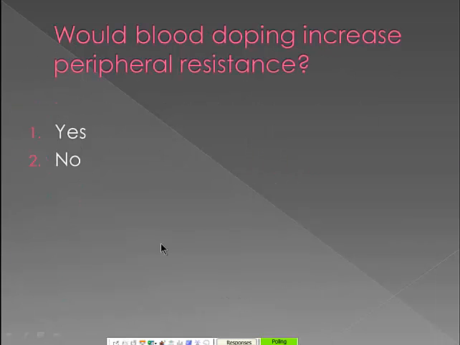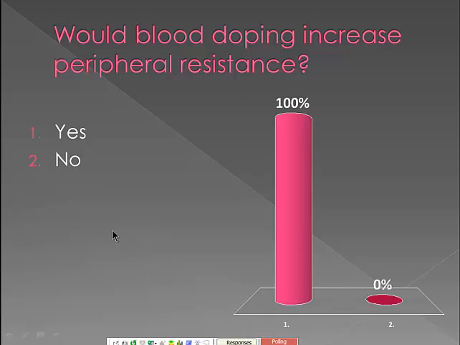So let's answer this question. Would blood doping increase peripheral resistance? Yes, very good. Yes, because in blood doping, a person transfuses blood that they have donated a while ago. They transfuse it into themselves without having lost any blood. So they actually have physiological polycythemia. So your blood has more cells than normal, making it really thick, and that causes an increase in peripheral resistance.